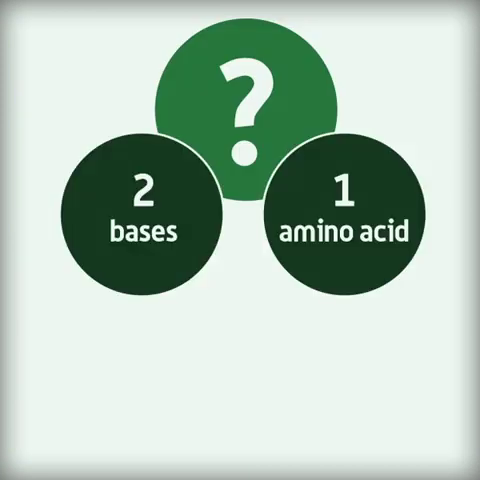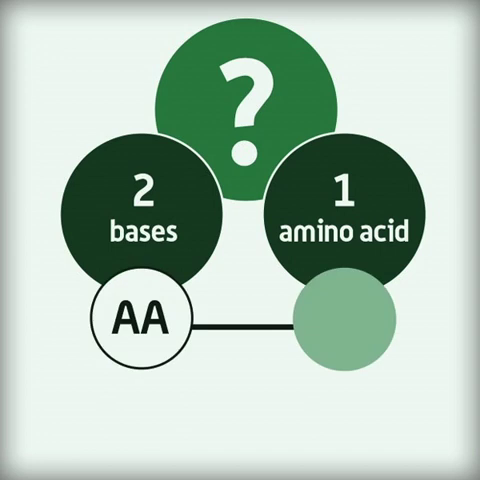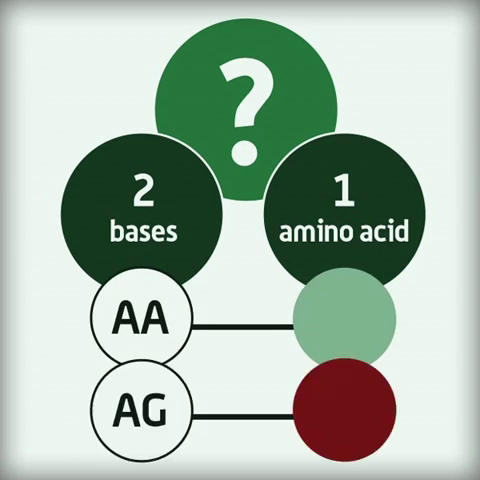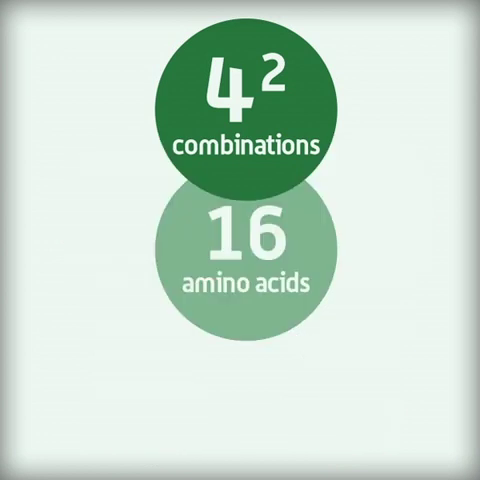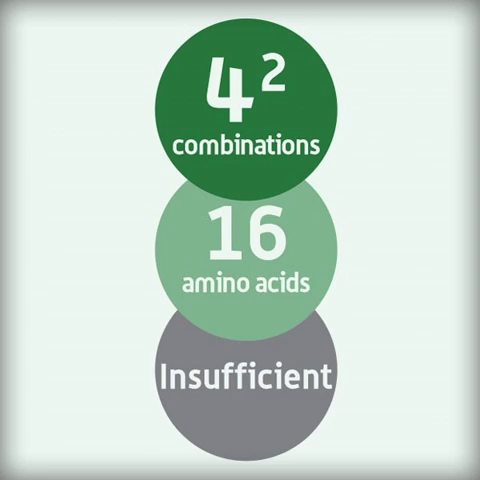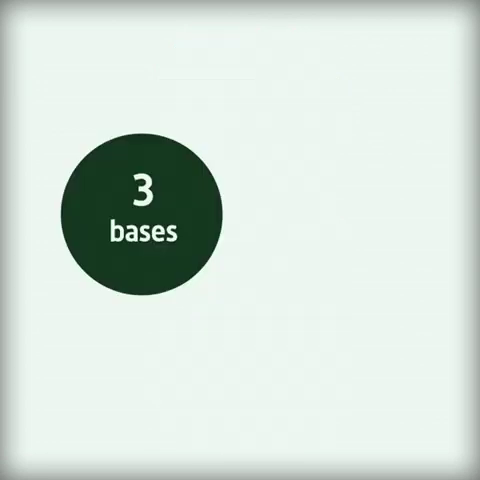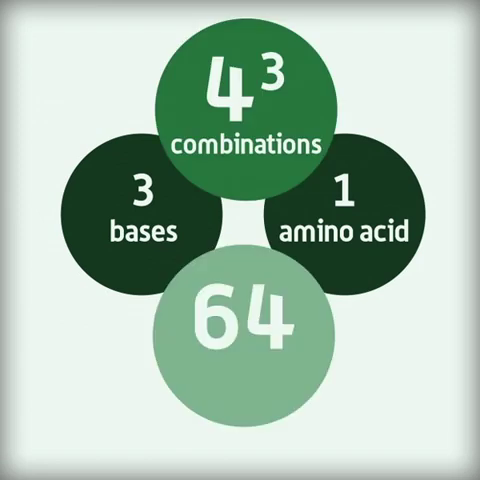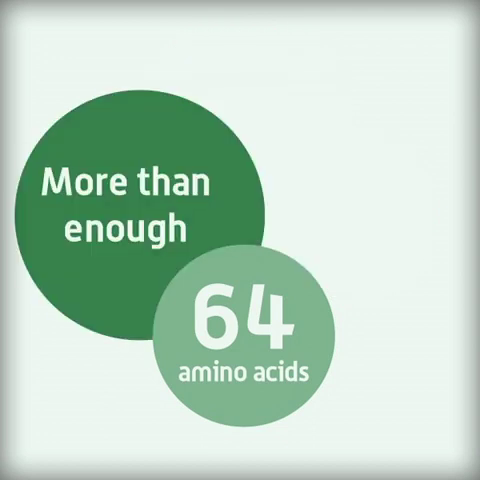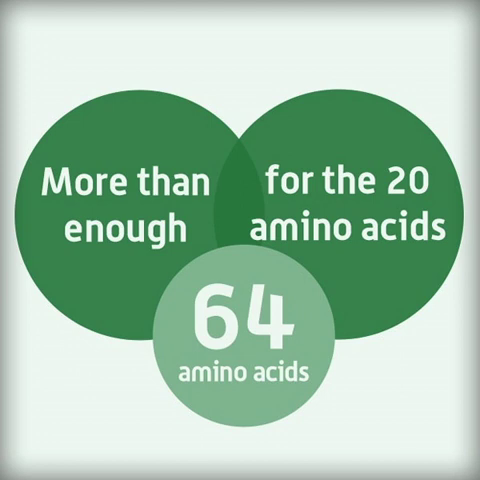What happens if the code were to use 2 bases to identify one amino acid? For example, if AA meant one amino acid and AG meant another. If this were the case, there would be 4 to the power of 2 possible combinations. There would therefore be 16 amino acids involved in proteins. Clearly, this is also insufficient. But if groups of 3 bases together were to code for a single amino acid, the number of possible combinations would be 4 to the power of 3, which is 64. This means 64 amino acids could be identified, and this is clearly more than enough to code for the 20 amino acids that occur in nature.